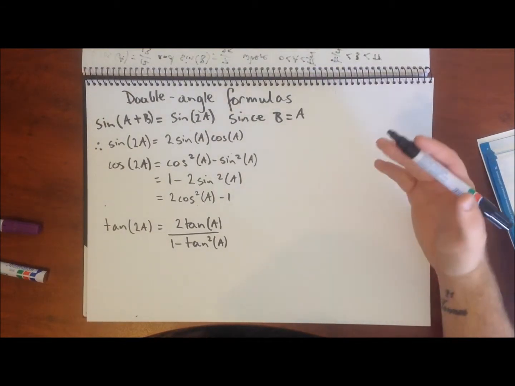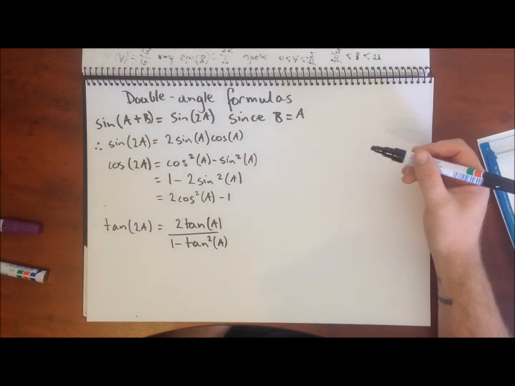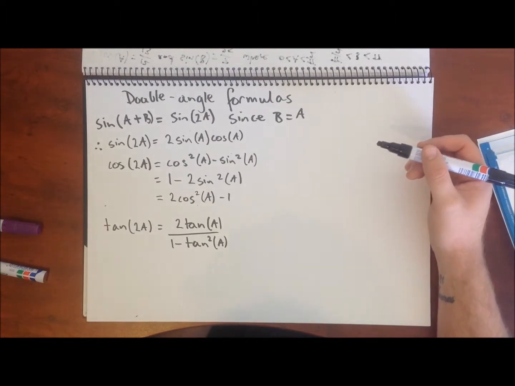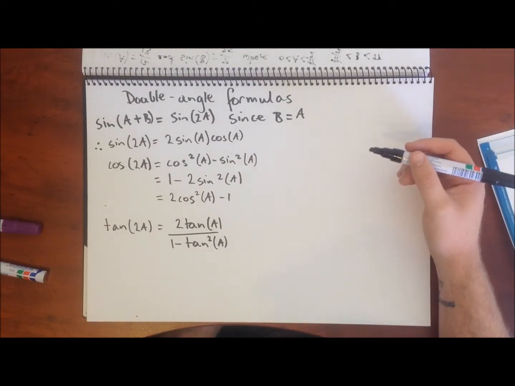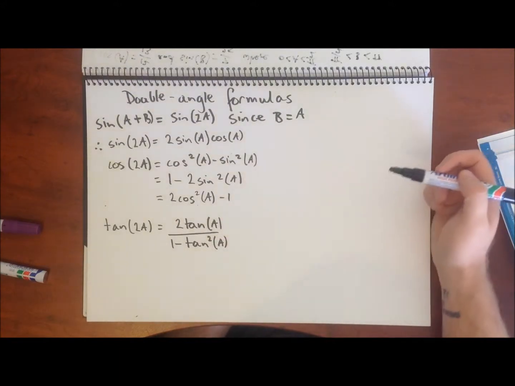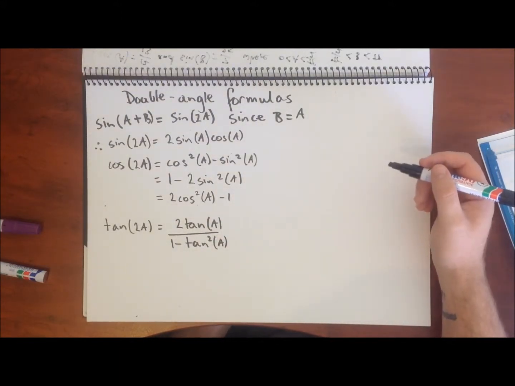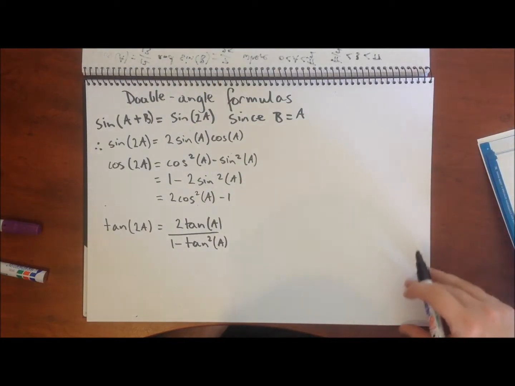And if we look at the same idea with cos, then cos of 2a equals cos squared of a take sine squared of a, or cos of 2a equals 1 minus 2 sine squared of a, or cos of 2a equals 2 cos squared of a take 1. So we've got three different variations for cos of 2a, and tan of 2a equals 2 tan of a divided by 1 take tan squared of a.